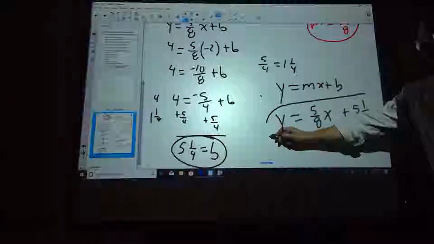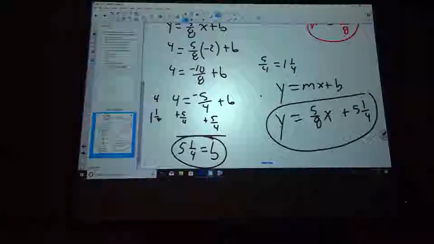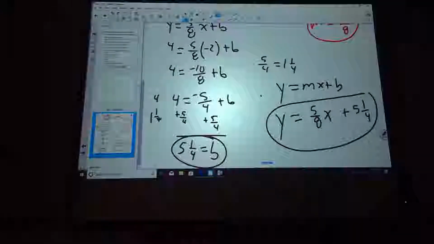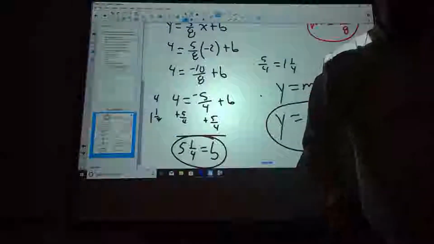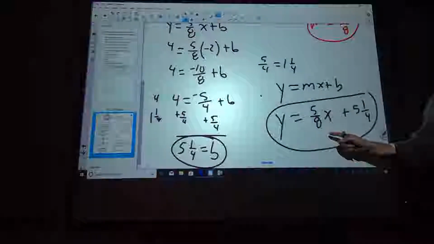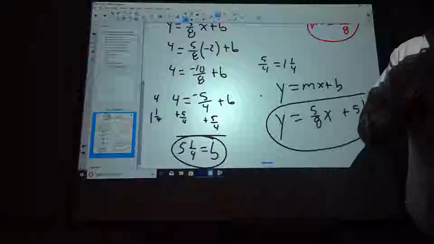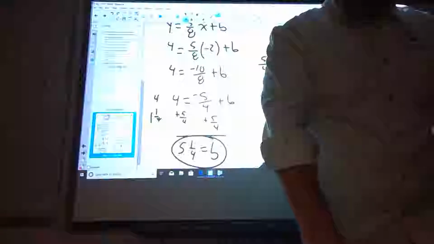Okay? So that is my linear equation that contains those 2 points. But we have a couple of things to walk through. We have to use some of our points to get the slope. We have to use one of the points and the slope to solve for b. And then once we're done, we get to that point. Now, this says use the equation and write it in slope-intercept form. Done. Slope-intercept form. My y-intercept is 5 over 4. My slope is 5/8.